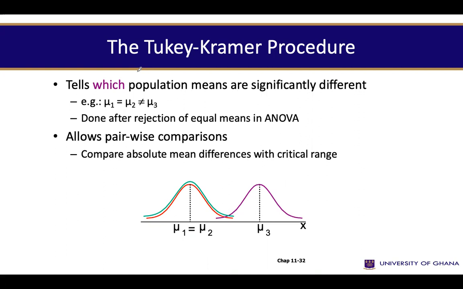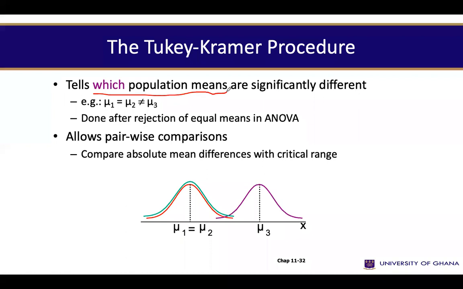The Tukey-Kramer procedure. Those of you who are familiar with pronouncing U as A, I don't think you can pronounce this one as Taki, right? But we will call it the Tukey-Kramer procedure. And what it does is basically to tell us which population means are significantly different. Okay, which population means are significantly different. So is it that mu1 is significantly different from mu3? Is it that mu2 is significantly different from mu3? And so on and so forth.